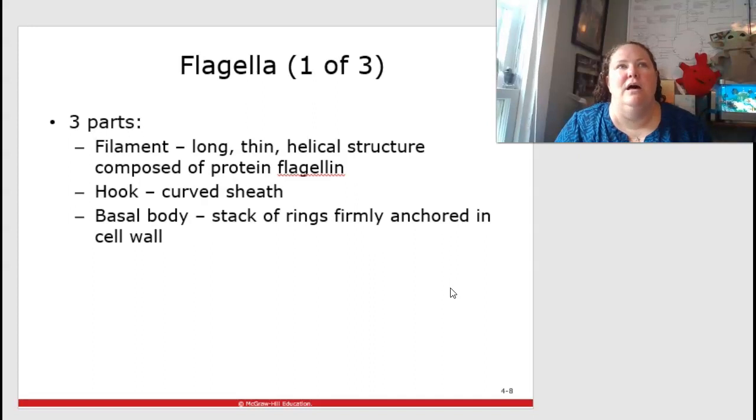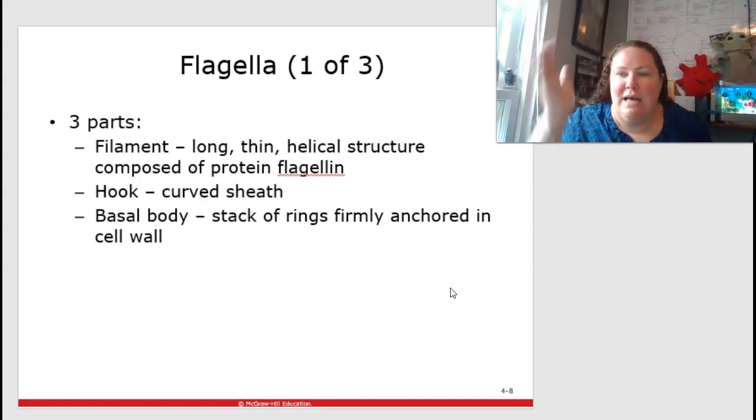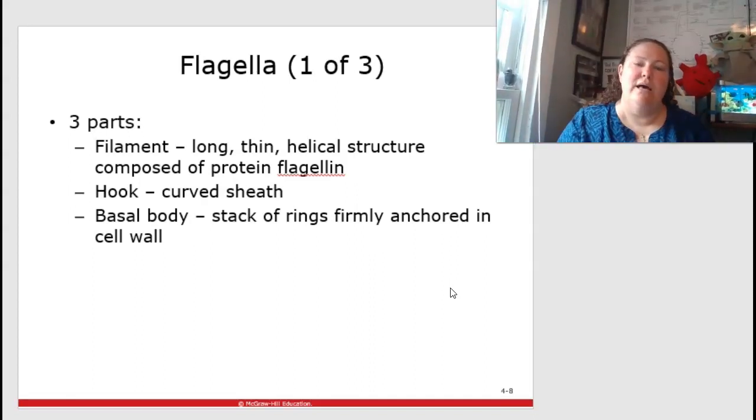So a flagella itself contains three parts. The first is the filament, and this is long, thin, helical structure that is composed of protein flagellin. And it can either be a hook, and it has a curved sheath, and it also has a basal body.